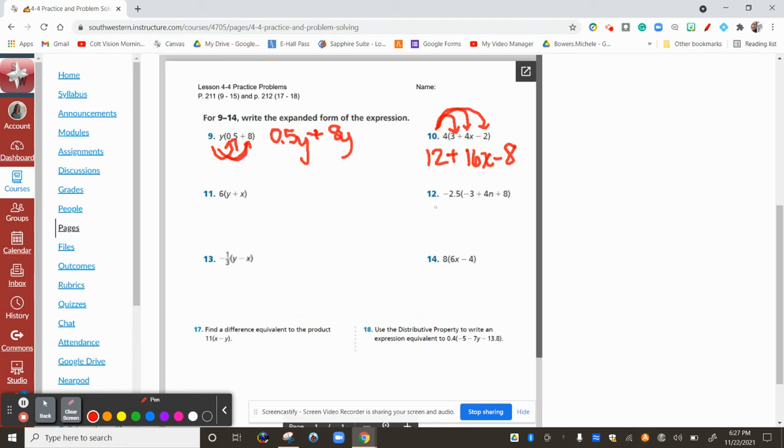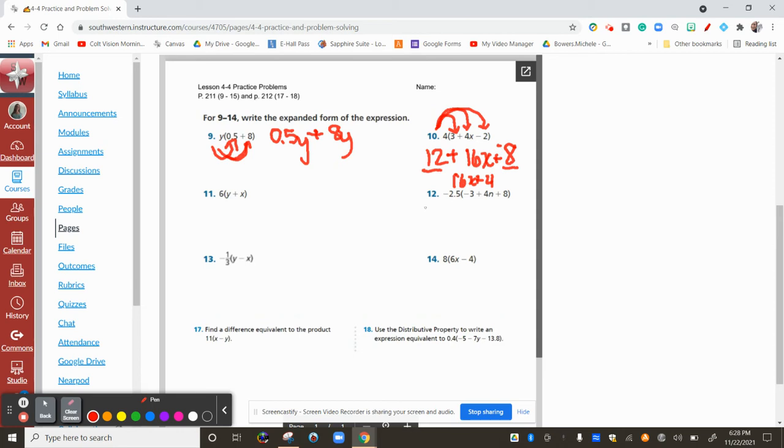Now again, from here, I could simplify it further. It doesn't ask me to, it just asks me to expand, but I can combine the 12 and the 8. Now look, it's a negative 8 because I would do keep, change, so adding negative 8. And then I would have 12 and negative 8 is 4. So I'd have 16x plus 4. But I don't necessarily have to do that because it only asks me to expand it.